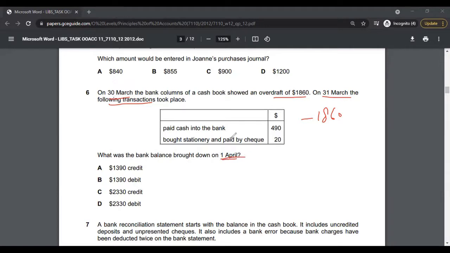I'm just trying to highlight the dates here because dates are crucial in financial accounting. We need to calculate the bank balance at 1st April after taking into account these transactions. The balance is negative 1860, paid cash into the bank account, that would be plus 490, and then bought stationery and paid by check, that would be minus 20. If you do the maths, minus 1860 plus 490 minus 20 comes to 1390 in negative. That means it would have a credit balance. Therefore, the answer to multiple choice 6 would be option A.